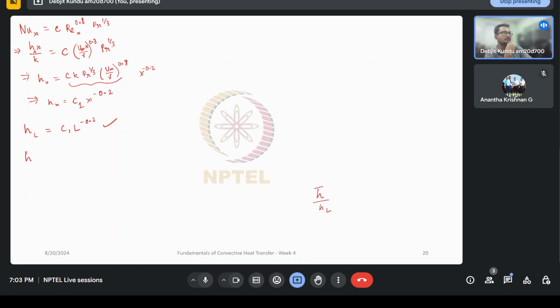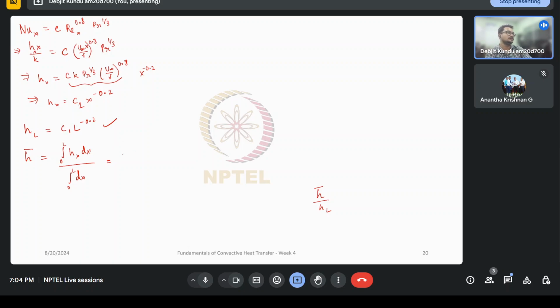I need the numerator of the ratio as well. So h bar is basically, I have to take an integration over the entire length L. So x goes from 0 to L, hx into dx divided by the integral from 0 to L of dx. This is the formula for average over one dimension. If we had to integrate this over a surface, we would have to integrate over x and y both.